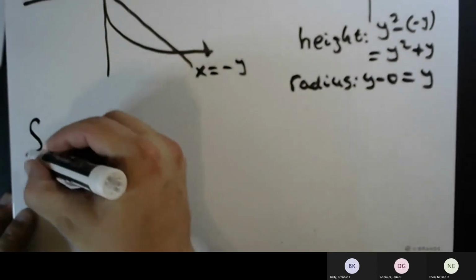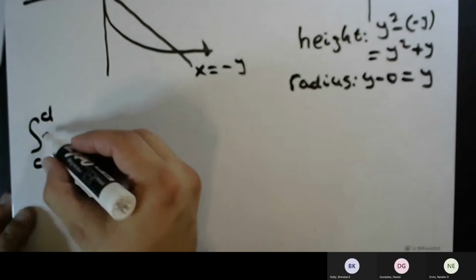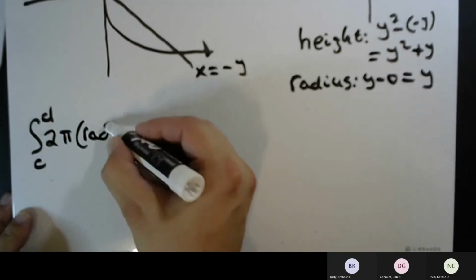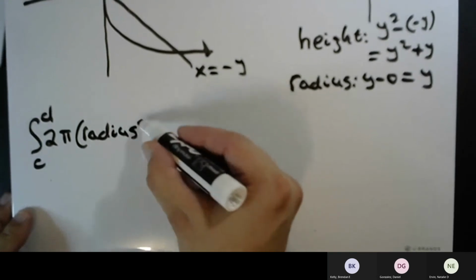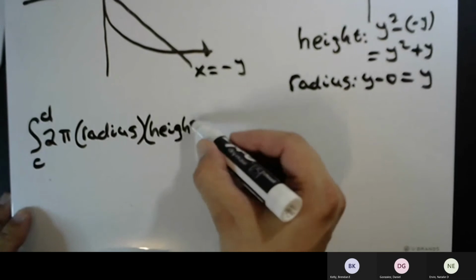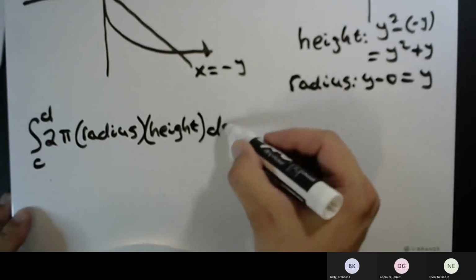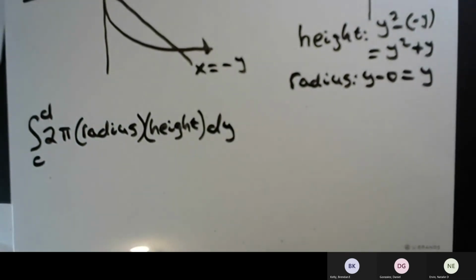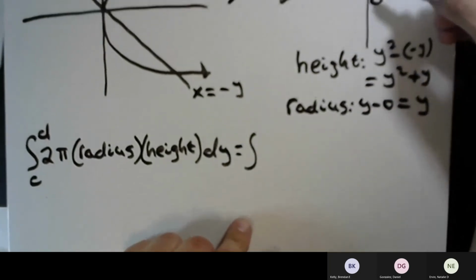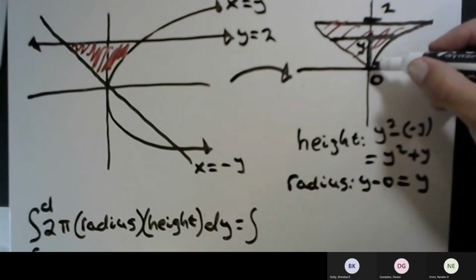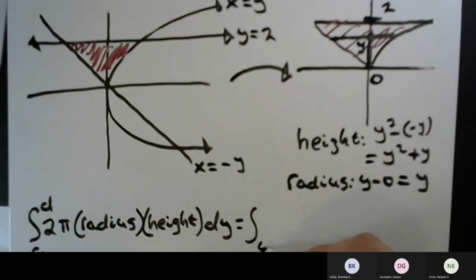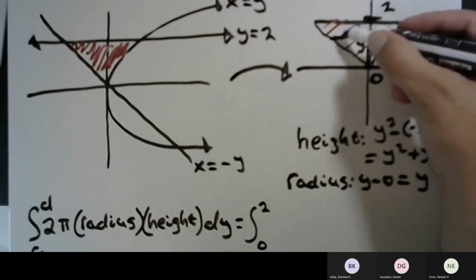So we're going to be integrating with respect to y, so we'll go from c to d, 2 pi, radius, height, dy in this case. All the possible radii you're going to have from 0 to 2, and then everything in between.